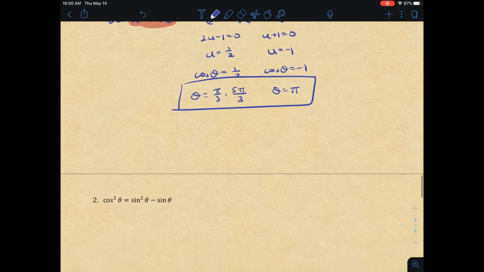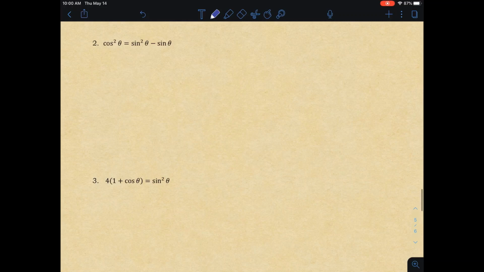Let's look at another example. So looking at number 2 here, it's a little bit different now because if you notice, I have cosine squared, I have sine squared, and I have sine. But the idea here is we want to do something very similar to what we did at number 1. But before we can do that, we want to rewrite this entire trig equation in terms of the same trig function. So because I see a cosine squared and a sine squared and a sine, I'm going to probably write everything in terms of sine.